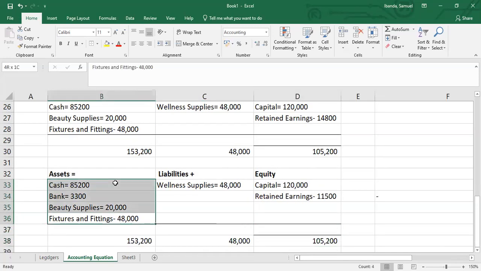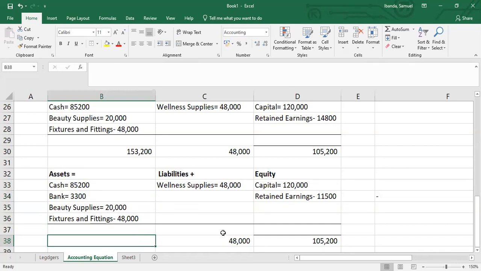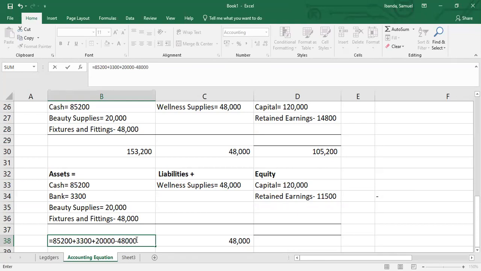So right here, of course, this total has changed. This total remains the same. This will also change. Let me just try to add here what this total will be. 85,200 plus 3,300 plus 20,000 plus 48,000. Oh, this is not minus, it's plus, sorry. Assets are all being added.